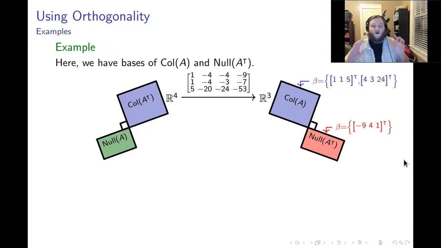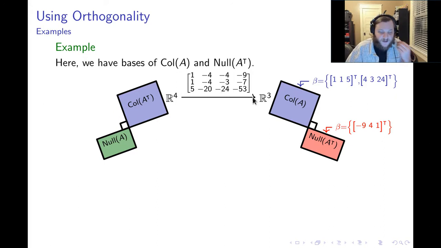We now know that the four fundamental subspaces of a matrix pair off into orthogonal complements of one another. Let's see how this can be used to solve problems. So here I have an example of a 3x4 matrix, and I've drawn the picture of the four fundamental subspaces of this matrix.